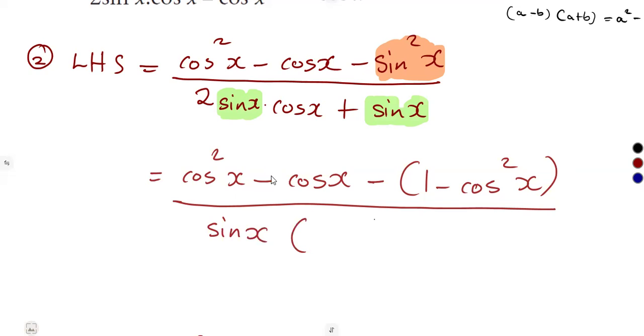Factoring out sine of x, you're going to remain with what? 2 cos x. So you remain with the 2 cos x plus what? If you remove this one, what are you remaining with? That's a 1, just like you have a 1 there. So this is what you have.